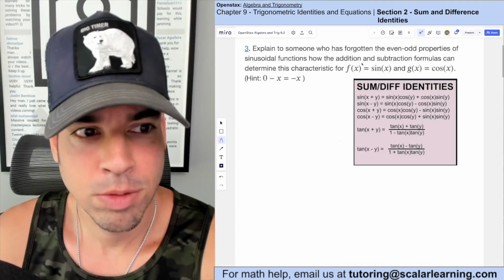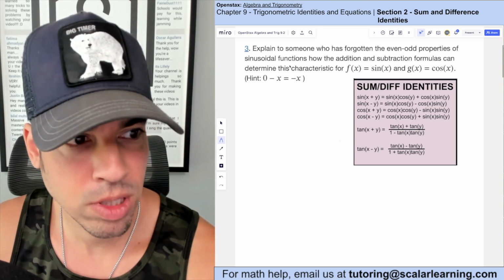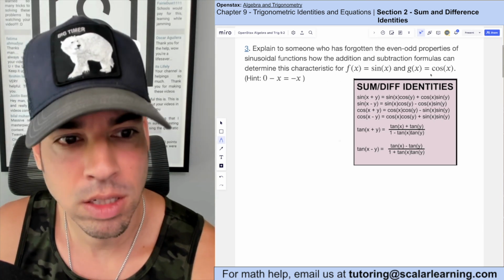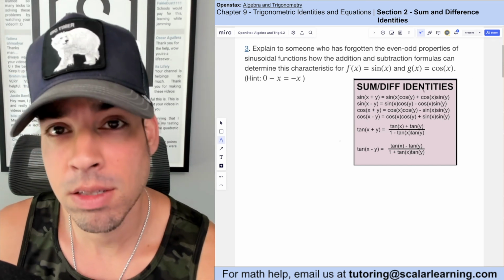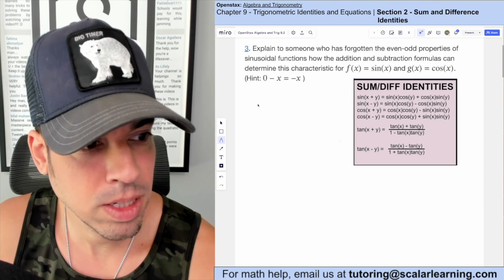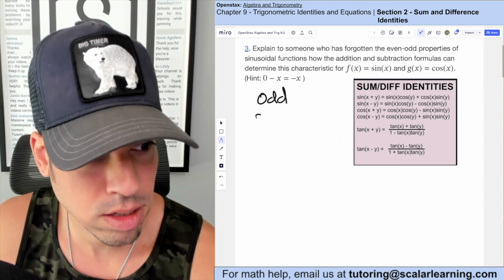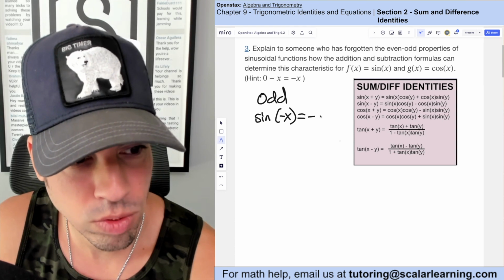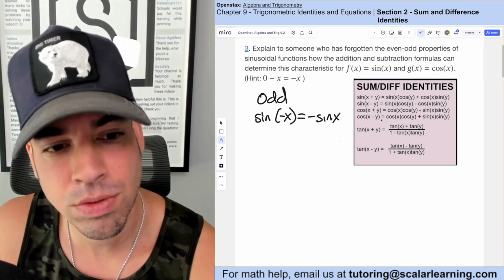Boom, done. Explain to someone who has forgotten the even-odd properties of sinusoidal functions how the addition and subtraction formulas can determine this characteristic. So I've got the sum and difference identities here. Now, first of all, when something is odd, like sine is odd, we know that sine of negative x should be equal to negative sine of x. Okay, so let's first start with that.